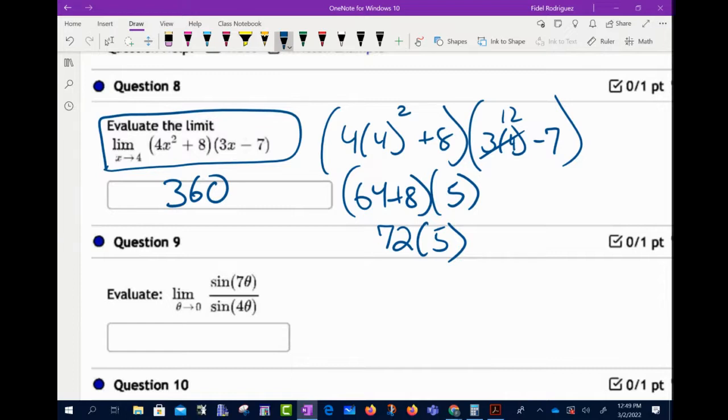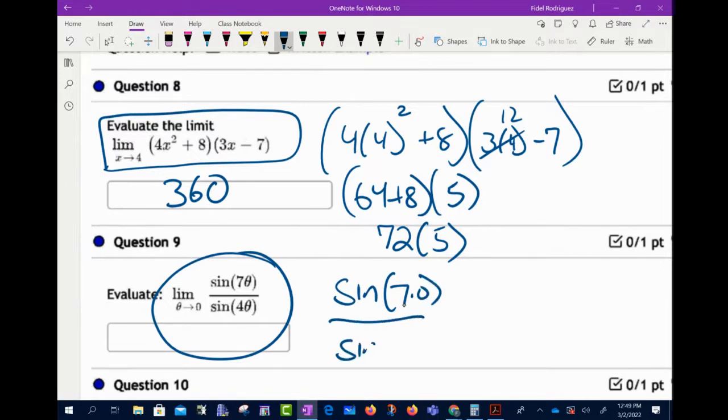Okay. So look, take a look, y'all. Let's do the same thing here. Let's try plugging 0 in. Sine of 7 times 0 over sine of 4 times 0. So sine of 7 times 0 is still the sine of 0. 4 times 0 is still 0. Anybody know what the sine of 0 is? Guess again. You use your calculator if you need to guess. Huh? 0.